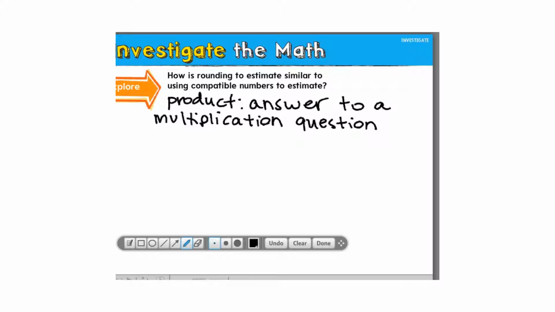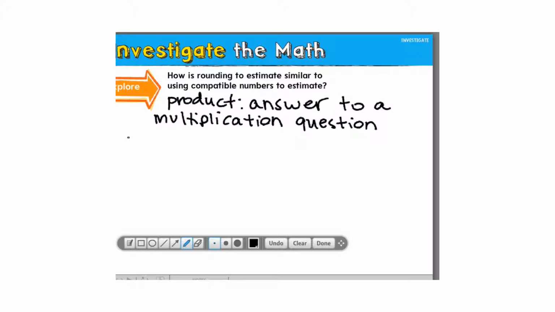Our lesson today is on estimating products, which means our answer is not going to be exact. It's going to be a multiplication question that we have to answer. Here is what I want you to look at today: we're going to be using some compatible numbers.